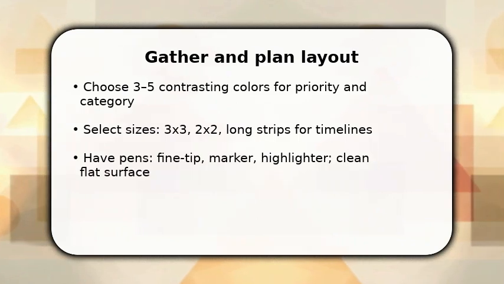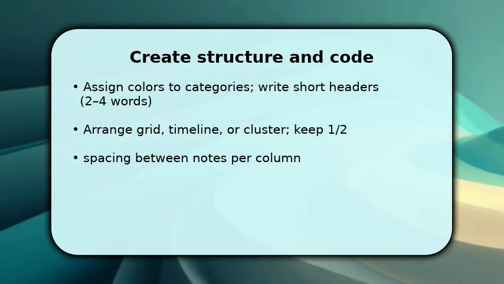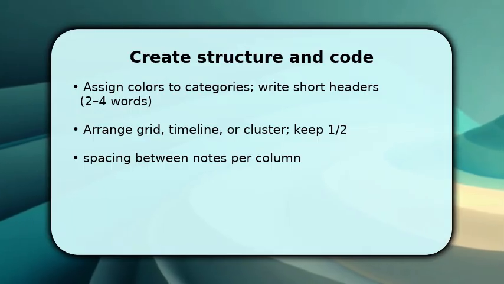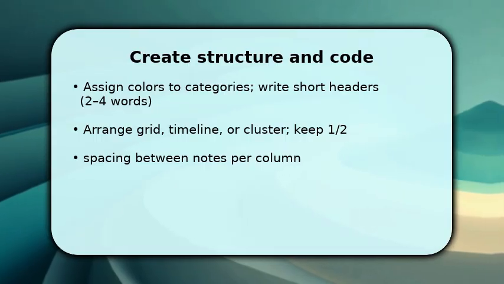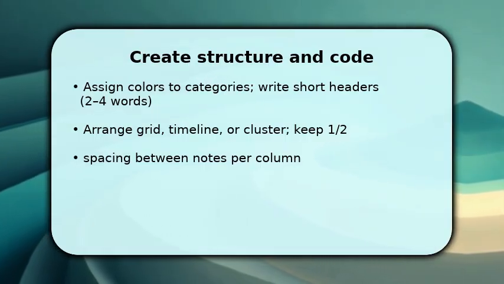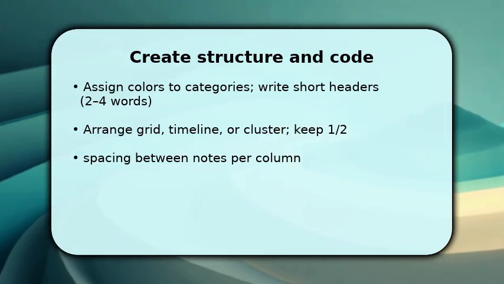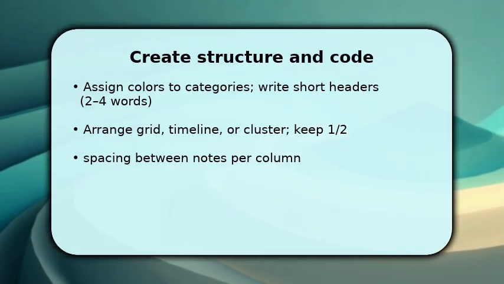You now build the system. Assign each color a category and write concise headers so you recognize them at a glance. Once assigned, create a visual structure: grid for tasks, timeline for schedules, clusters for ideas, and stick notes in columns or rows to show progress.